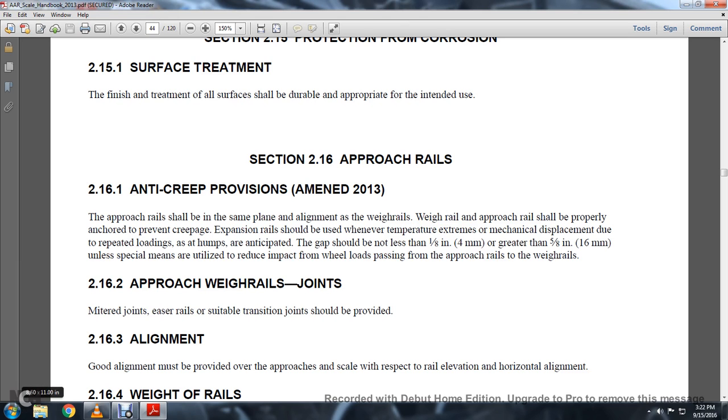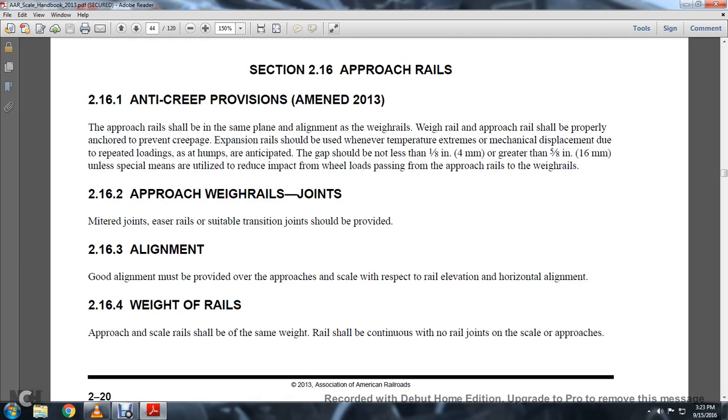216.2 Approach rail joints. Mitered joints or suitable transition joints shall be provided. 216.3 Alignment. Good alignment must be provided over the approach of the scale with respect to rail elevation and horizontal alignment. 216.4 Weight of the rails. The approach rails of the scale should be the same weight. Rails should be continuous with no rail joint on the scale and approaches.